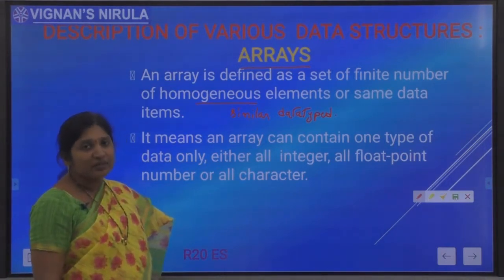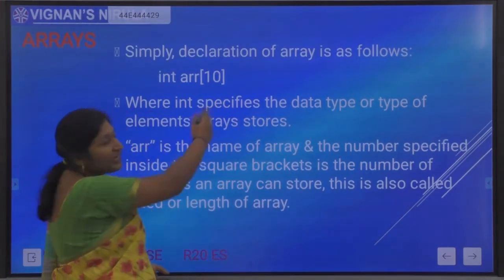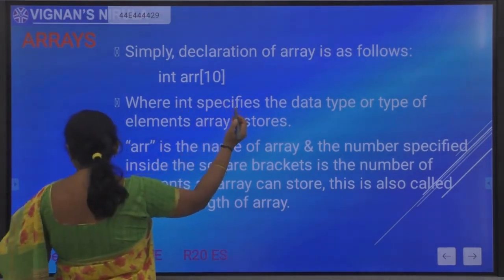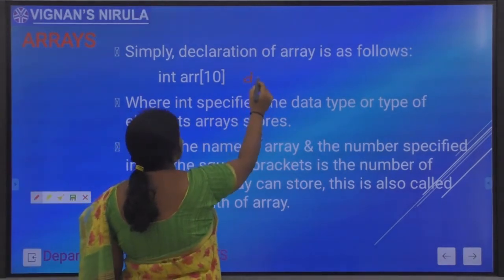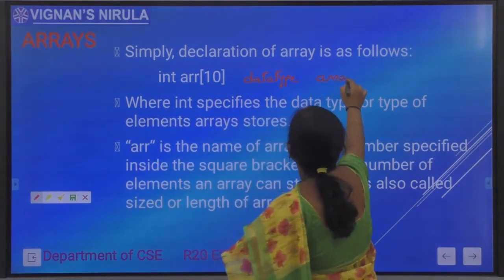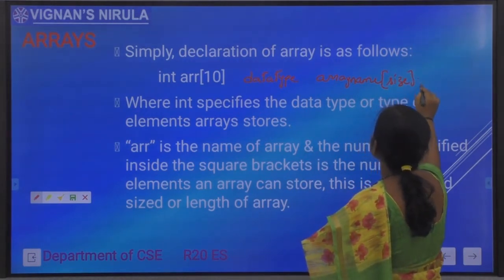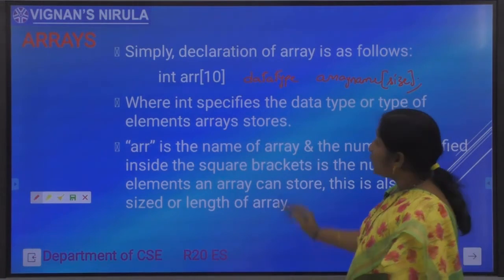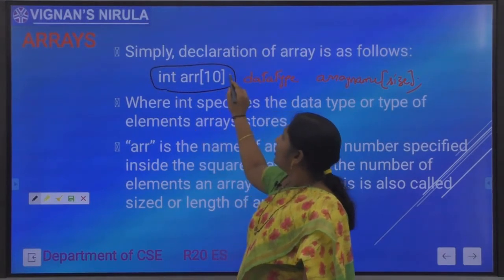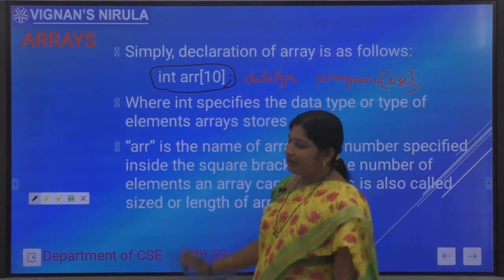In continuous memory locations. For example, we can declare an array in C or another language by using the statement: data type, space, array name, and the size of the array should be given in square brackets. For example, take this statement: int ARR[10]. What is the meaning of this statement?